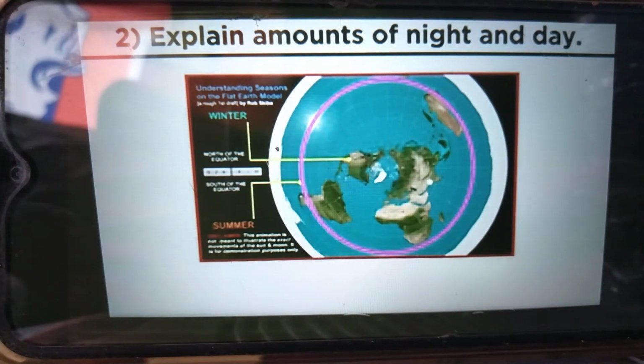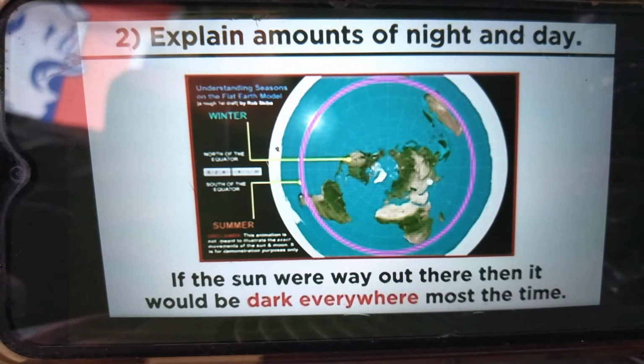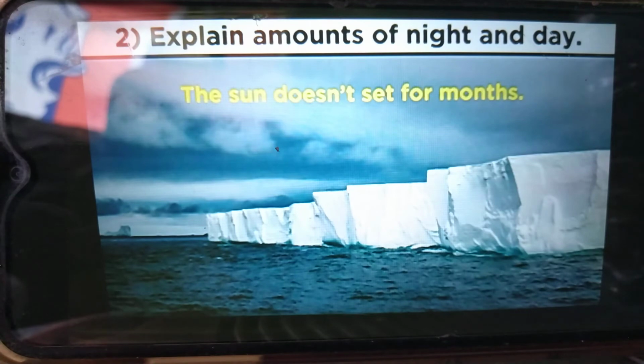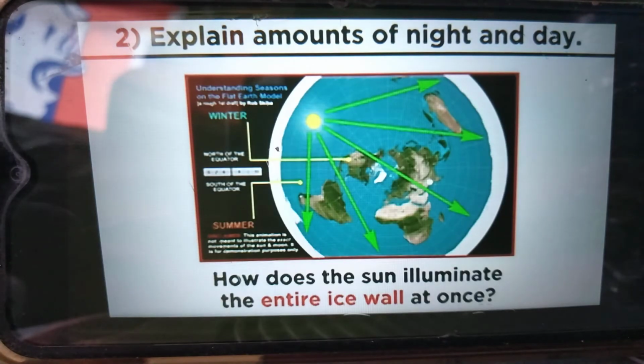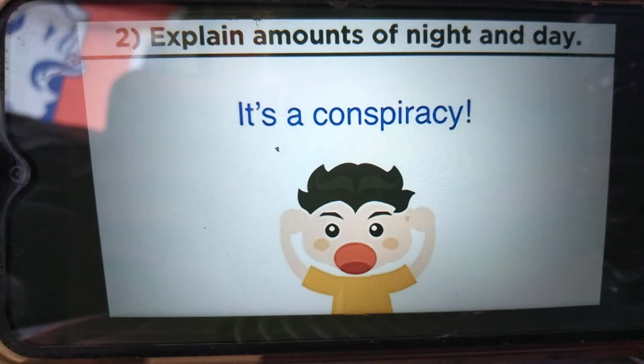You have the sun tracing this enormous trajectory, which would leave everything out here in darkness for most of the day, when in reality, there are long periods of time in Antarctica where the sun never sets. Since your dinky little sun can never illuminate this entire fantasy ice wall at once, this completely obliterates your model, which is why you resort to conspiracy.